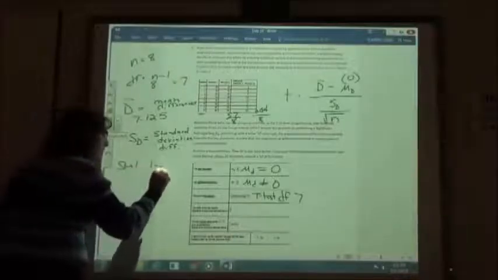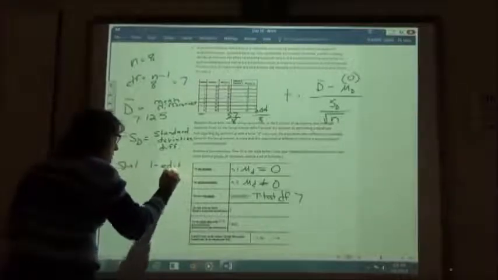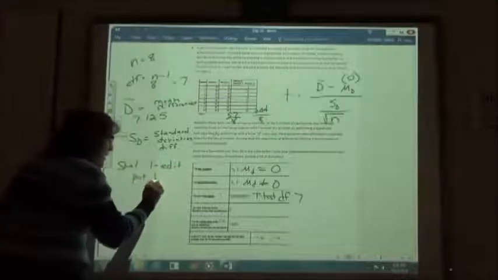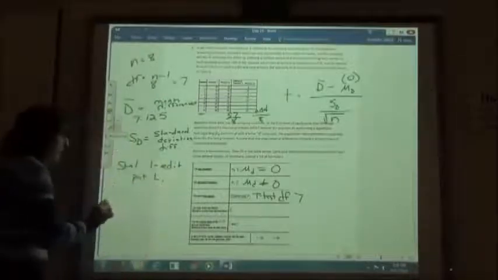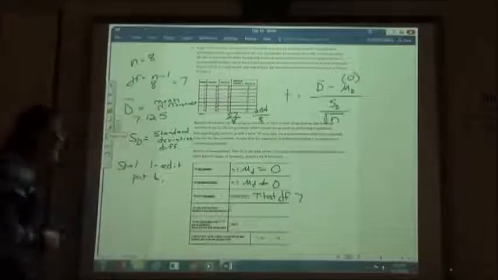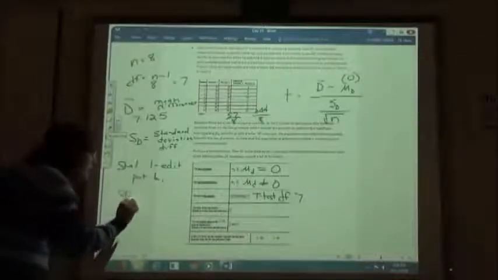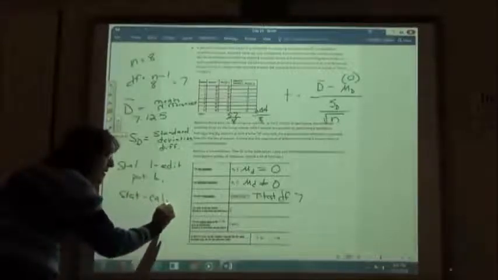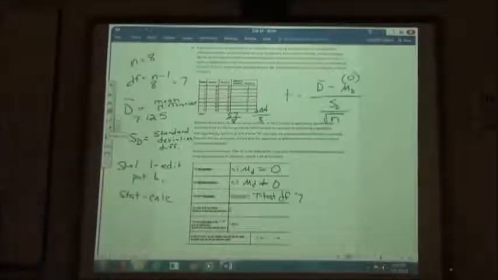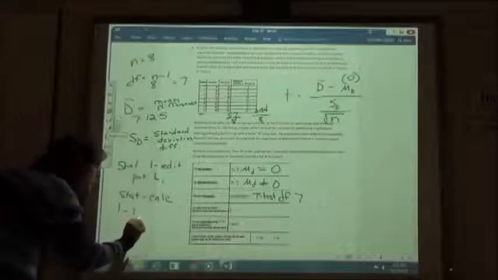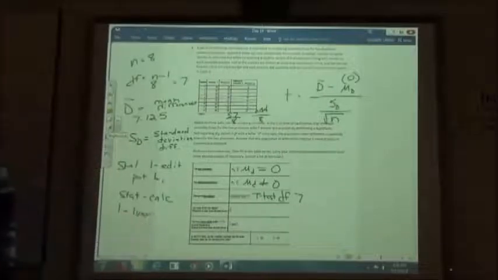So stat 1 to edit, put it in L1. Do you need to sort it? You don't need to sort it because we're just going to do the calculation. You could if you wanted to, but we're just going to do stat and calculate. Remember doing that, going over to calc, and then doing 1 to do our 1 variable statistics. And we want to do the 1 variable statistics on list 1.